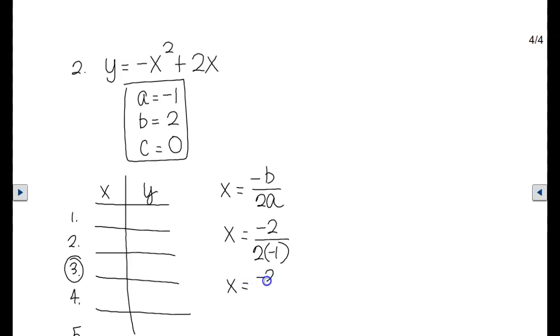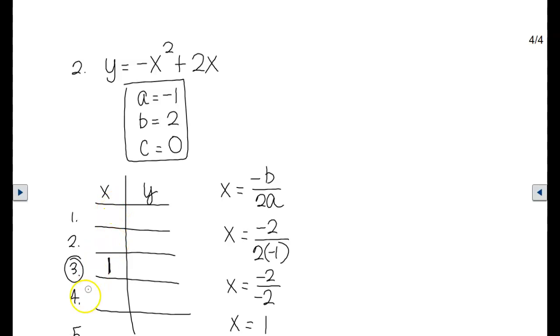First, we'll do 2 times -1 on the bottom and get -2. And then -2 divided by -2 would be 1. So the x-coordinate for my vertex is going to be a +1, which I will place right there in the middle. Now remember, keep your x values consecutive. That will help save you some work.